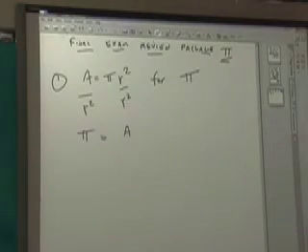Pi equals a over r squared. And that's it. You're done. Real simple. I remember these now. Yeah, you remember these now.